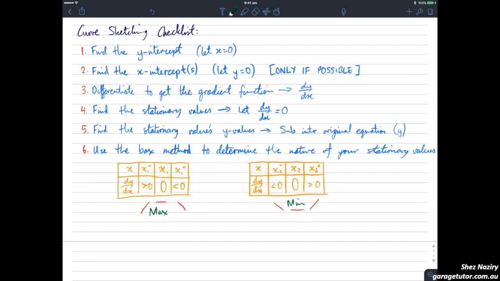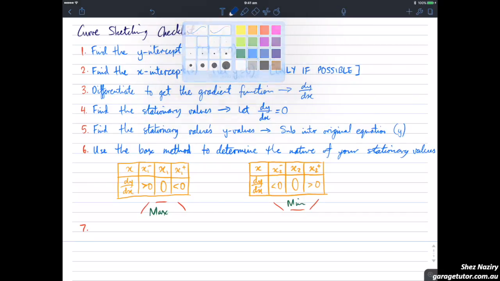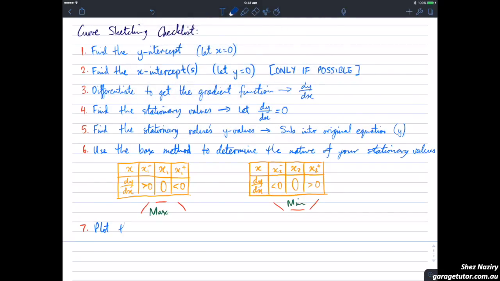You all can see that clearly. We all good? Focus, guys. That's your checklist up to here. We've done y-intercept, x-intercept, gradients, stationary values, box method. You have everything. Last thing, plot the critical points and connect the dots to sketch your curve.